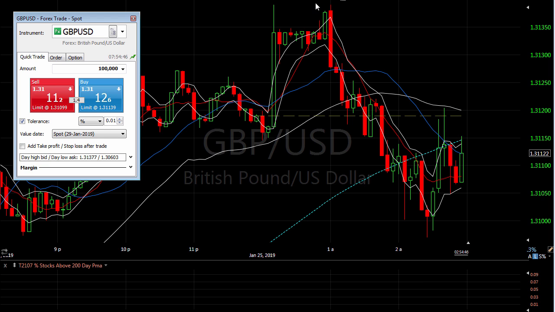Starting off here though, we've got the pound dollar. I'm going to look to short this. This is just a 5-minute chart here. I'm going to put just a single unit position in, so it's only like a quarter size position here this morning. So I'm going to put that in on the pound dollar.